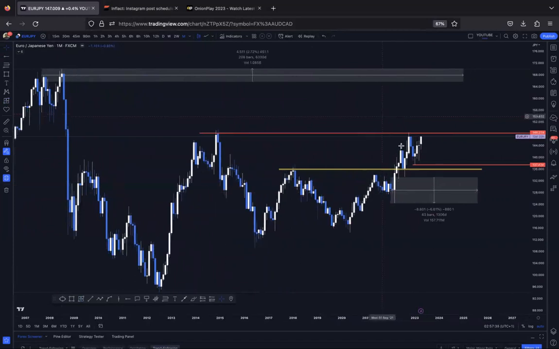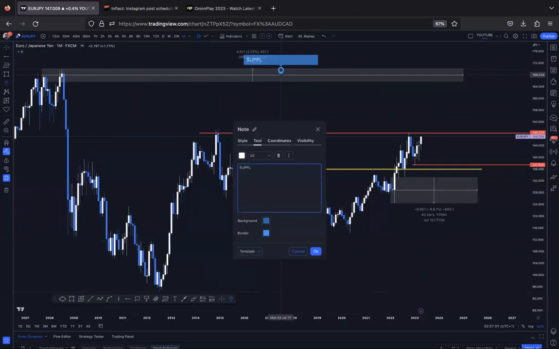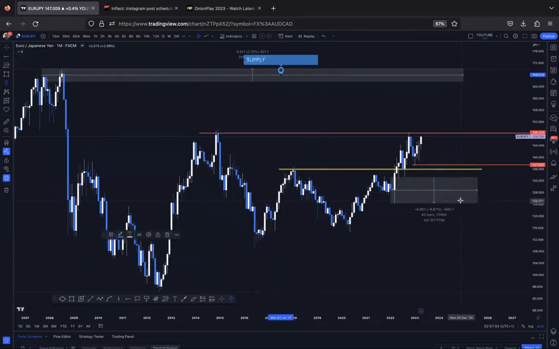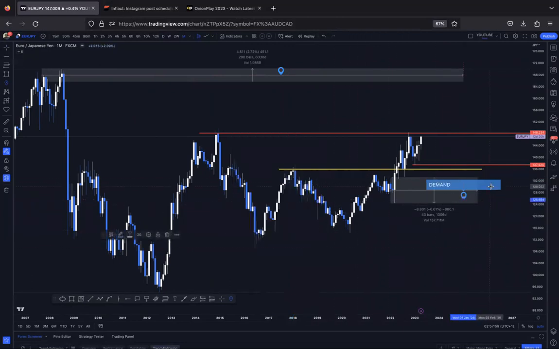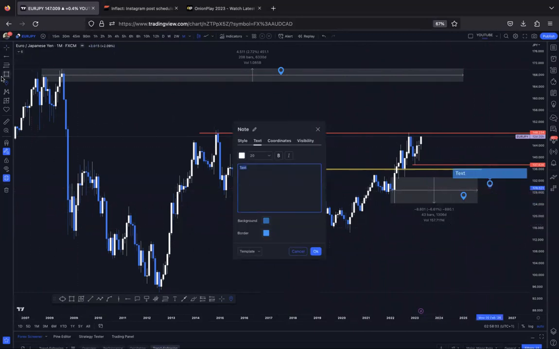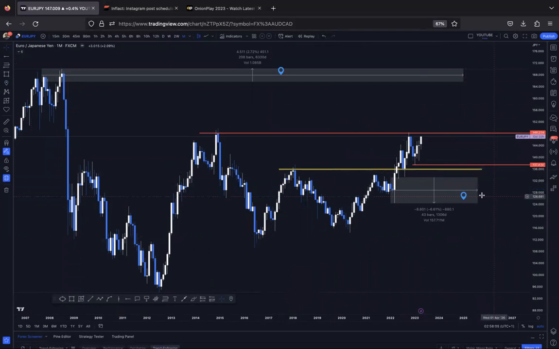So you can use different colors to highlight your levels, your support and resistance levels, your demand and supply zones. Or you can use the same color, but then you can write notes in it, right? You can have notes like this. This is supply. This is supply. This is demand. Different people have different ways of going about this. So this note is hidden. When you click on it, that's when it will show, right?